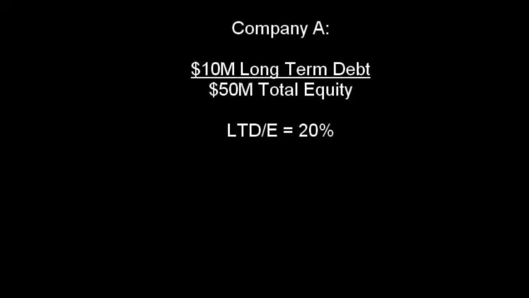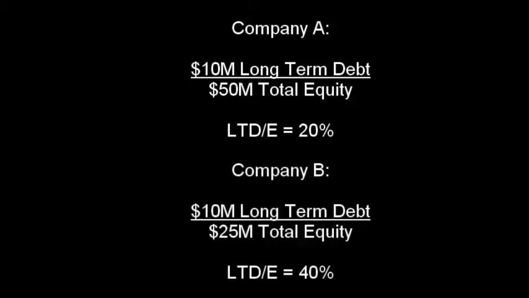For example, a company that has $10 million in long-term debt and $50 million in common equity would have a long-term debt to equity ratio of 20%. A company with the same level of long-term debt but only $25 million in common equity would have a much higher ratio of 40%. The first company has less debt burden and more flexibility in their capital structure, which often represents less risk to equity investors.